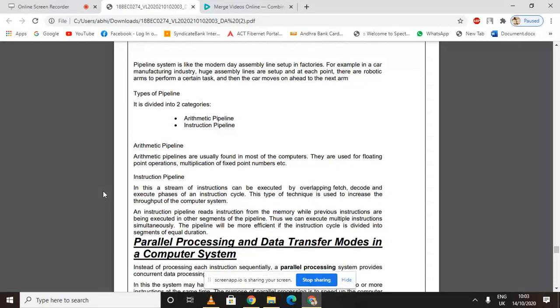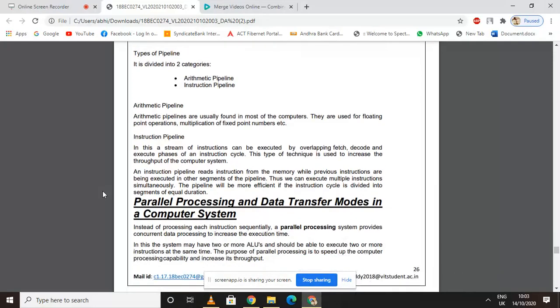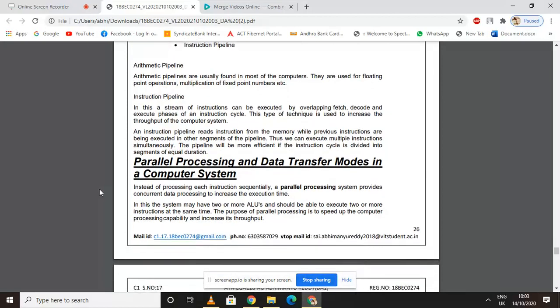So, types of pipeline. Pipeline is basically divided into two categories: arithmetic pipeline and instruction pipeline. Arithmetic pipelines are usually found in most computers, for floating point operations and multiplication of fixed point numbers. An instruction pipeline is a stream of instructions that can be executed by overlapping fetch, decode, and execute phases.